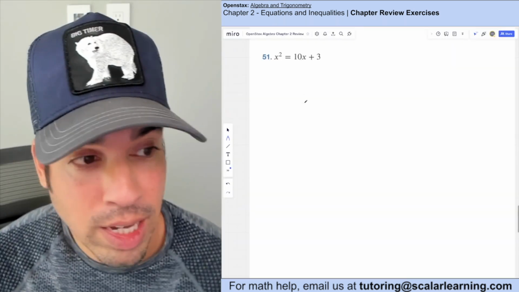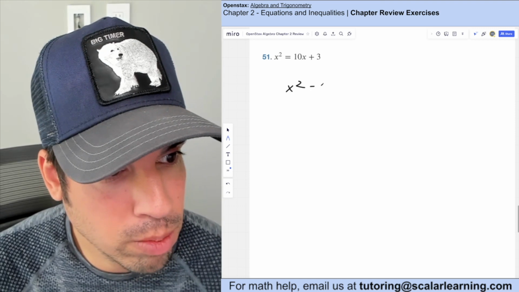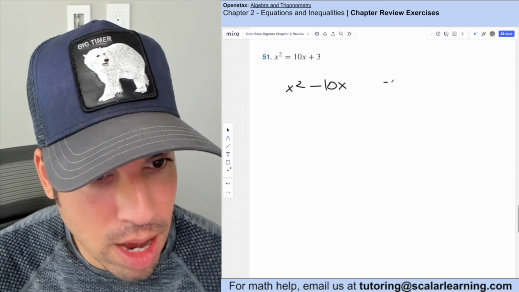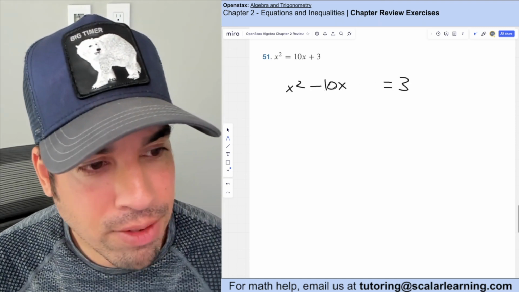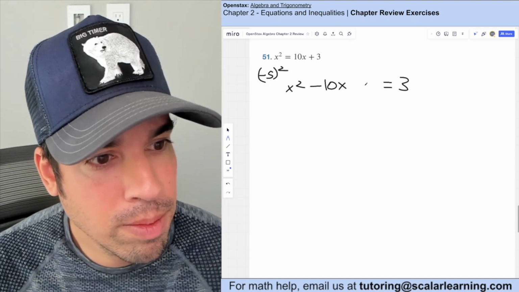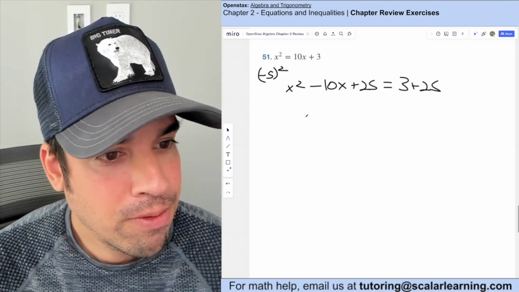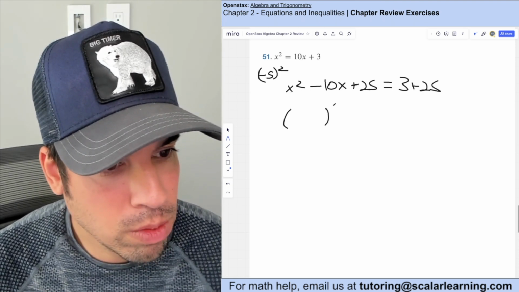Here we can solve using any method. I'm going to choose completing the square. Why not? So I'm going to first start by subtracting 10x from both sides, like so. Then I'm going to take half of negative 10, which is negative 5, and I'm going to square it. And I'm going to add that to both sides, which is 25, like so. Boom, boom.